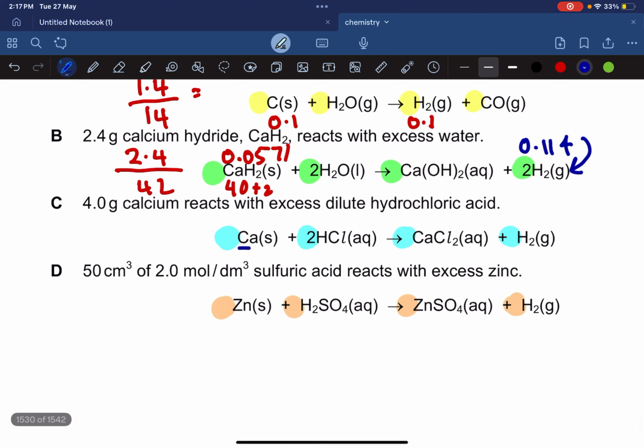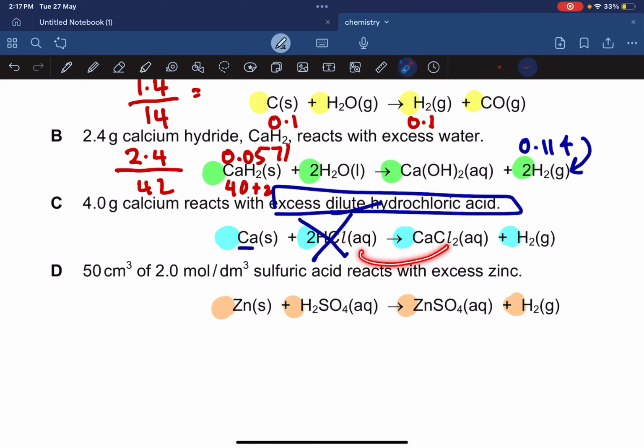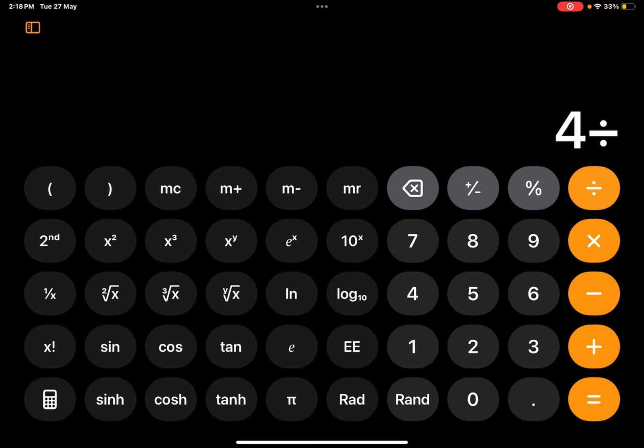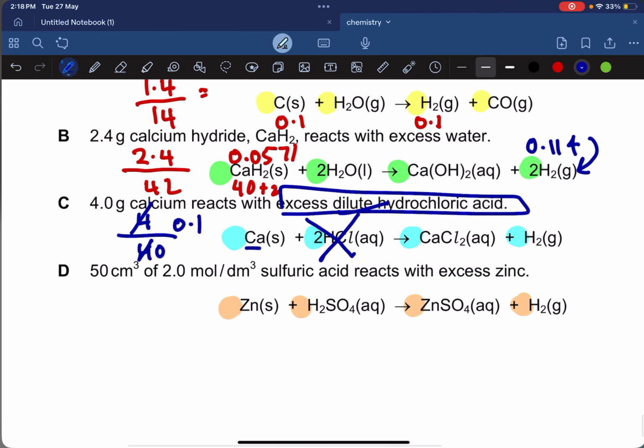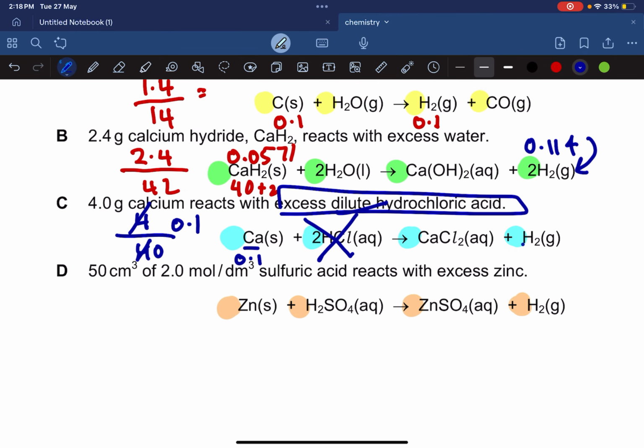Now we have simple calcium that's reacting with excess dilute hydrochloric acid. Whenever you have something in excess, you cannot take its moles to get the moles of your product, because that thing is not totally being used up in the reaction. So now 1 mole of calcium is going to form 1 mole of hydrogen gas. And how many moles of calcium do we have? 4 is the mass, the MR of calcium is 40, so 4 divided by 40 gives 0.1. If you have 0.1 moles of calcium, how many moles of hydrogen? Same moles, because the molar ratio is 1:1.